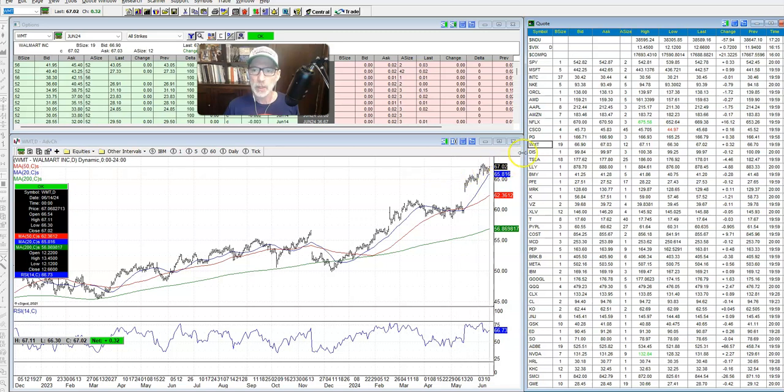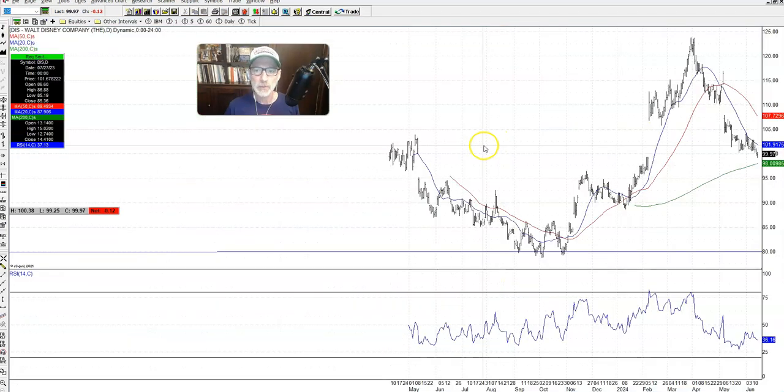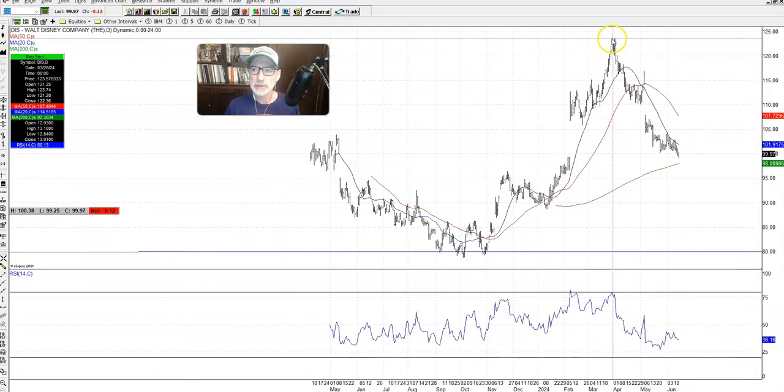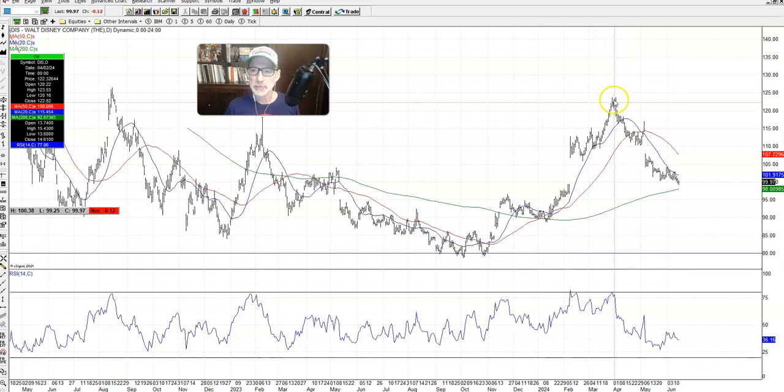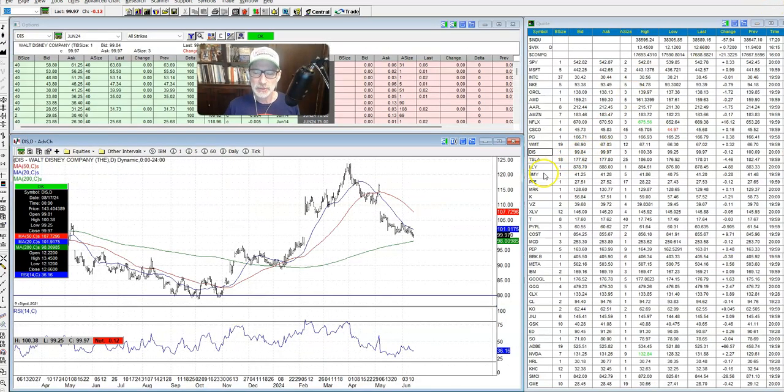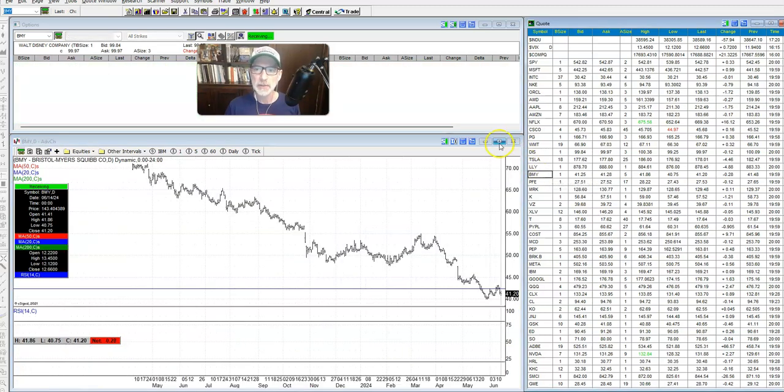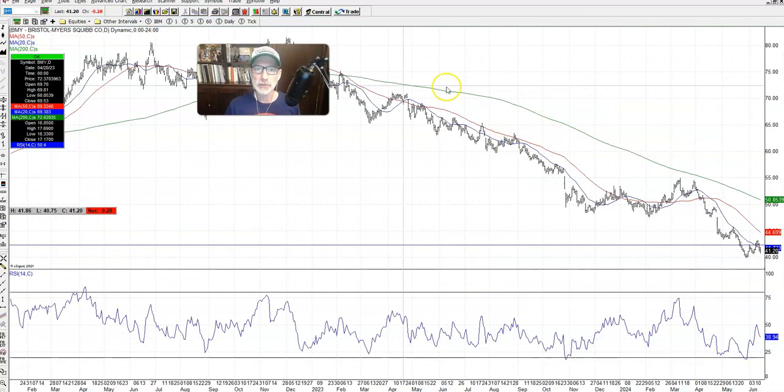Walmart doing well. Disney pulling back. Disney had a nice move here, pulling back. Don't really have any skin in the game on Disney. I'm just trying to show you patterns that you can see. So let's talk about some of these Dow stocks. We've talked about Bristol Myers before.